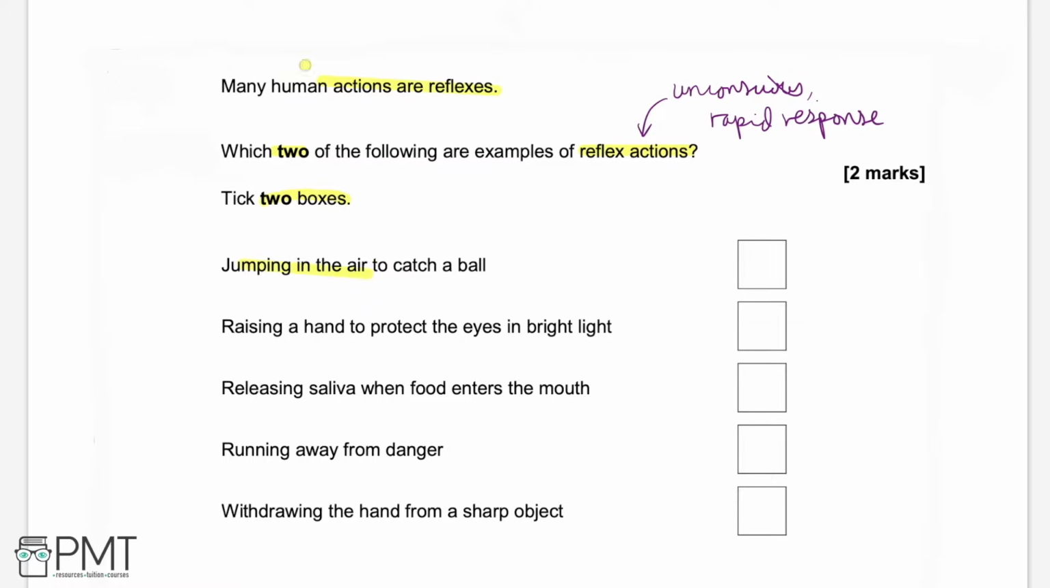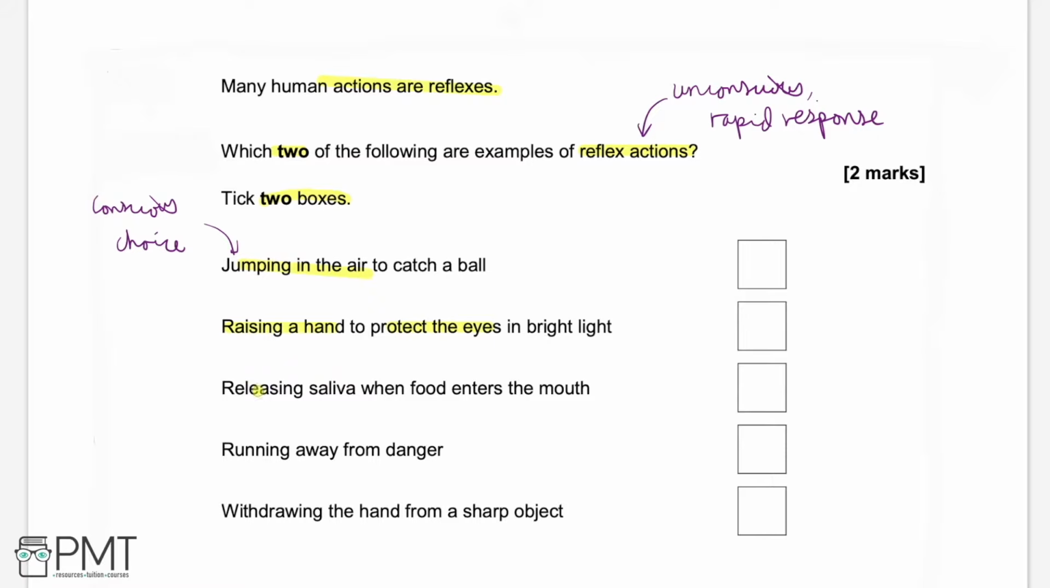Let's go through them. Jumping in the air to catch a ball. Choosing to catch a ball is a conscious choice, so this is not a reflex action. Next, we have raising a hand to protect the eyes in bright light. This itself is not a reflex action, although it's easy to get mistaken, because there are reflex actions which involve responses to bright light. However, these occur within the eye.